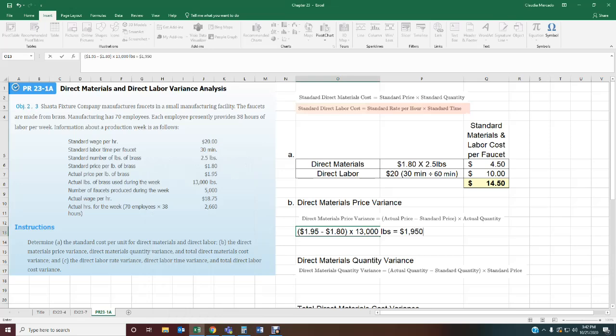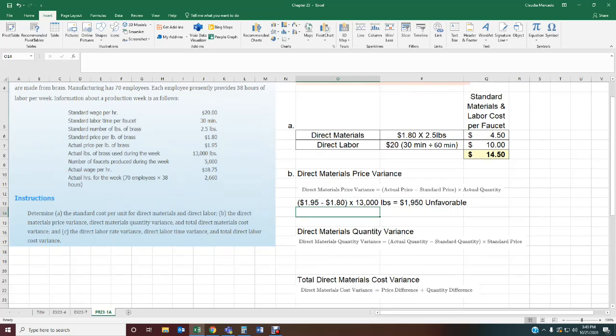So if it's positive, is it a favorable or unfavorable variance? This is what we have to analyze. Did I spend more or less than I had anticipated? Where your actual price was $1.95, you had anticipated spending $1.80. So you spent more than what you had anticipated. Because this is a positive variance, that means this is an unfavorable variance. If it's positive, it's unfavorable.